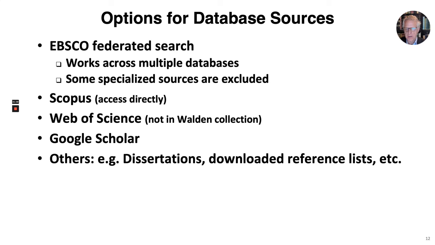So if you have multiple scholars working on the same project, they may actually get different results from Google Scholar. Others can be dissertation databases, which certain universities maintain separately from Ebsco or ProQuest. Downloaded reference lists, which some universities also have in what are called LibGuides or library guides or research guides. And there's a number of sources like that.